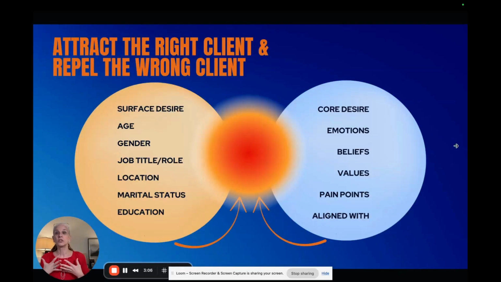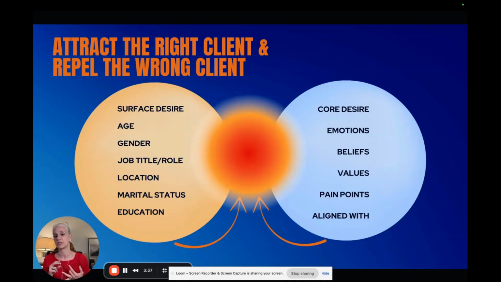Okay. So you want to always be attracting the right clients to you and repelling the wrong clients away from you. And so we go through a multi-prong approach to identify exactly who the right client is with multiple variables or multiple dimensions to them. So what is that person's surface desire? Do they need to save more time? Do they need to save more money? Do they need to fix a broken thing? What is that thing on the surface that they are struggling with?